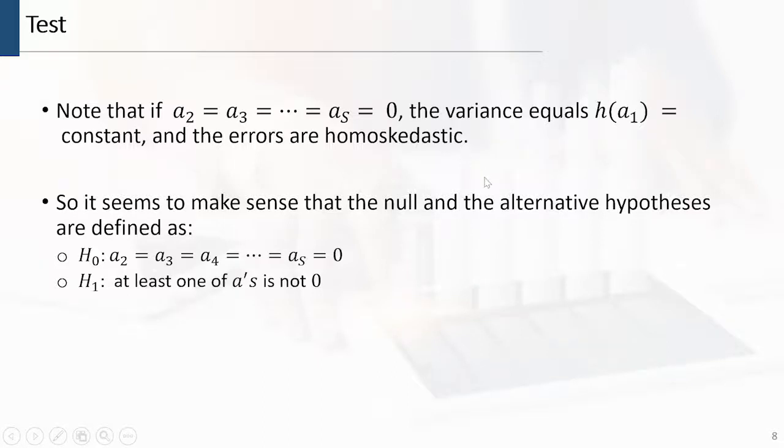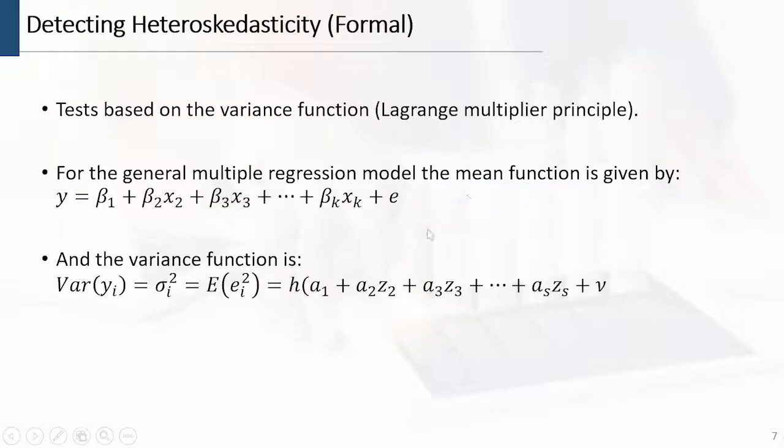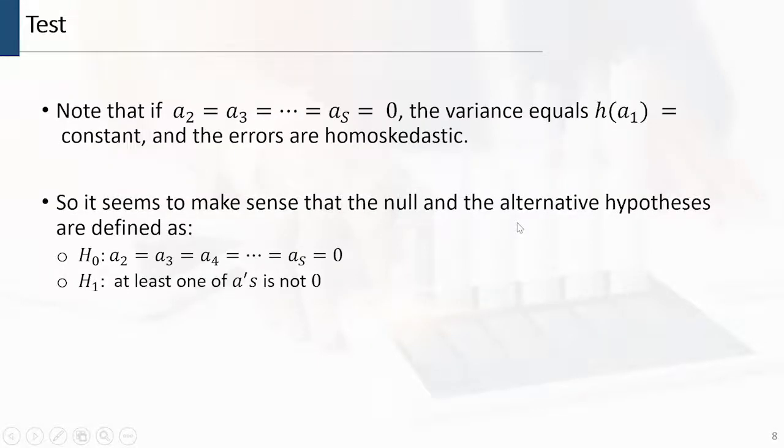So in general, if the assumption of constant variance is true, the squared error should just be a constant and it doesn't depend on anything. So then the null hypothesis will be that all the coefficients for the other variables are just 0.